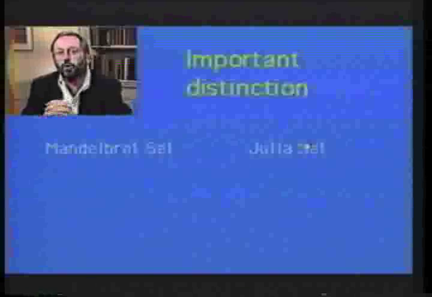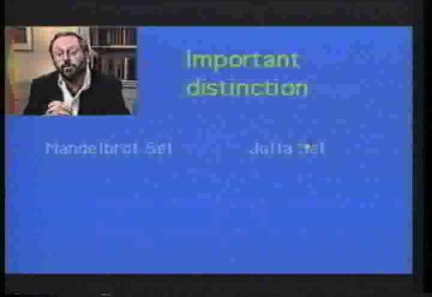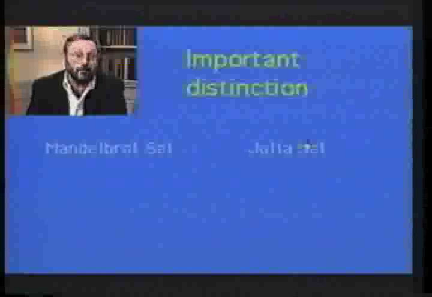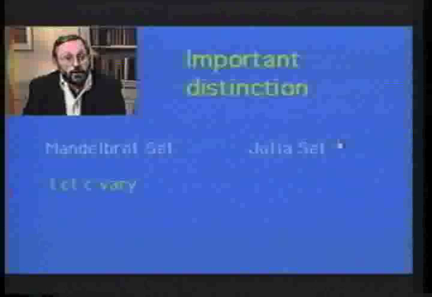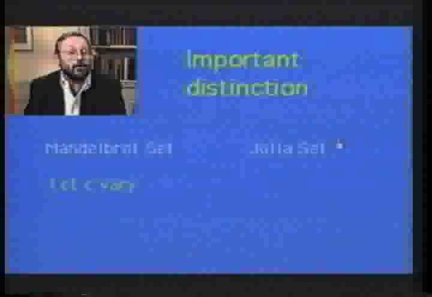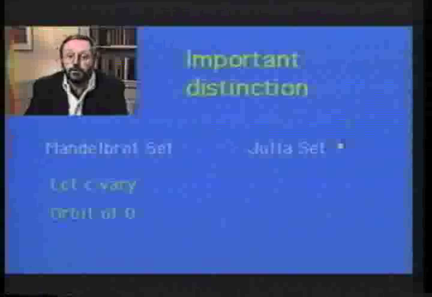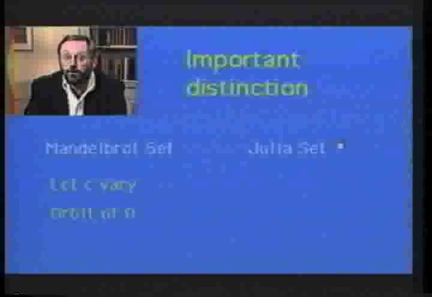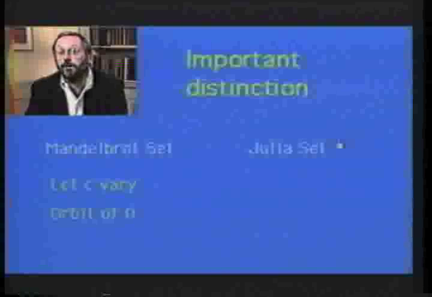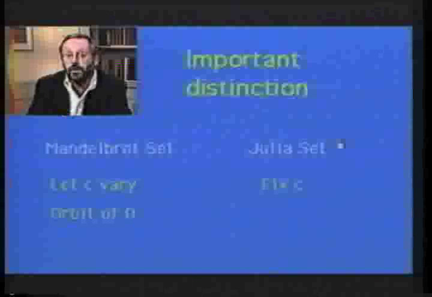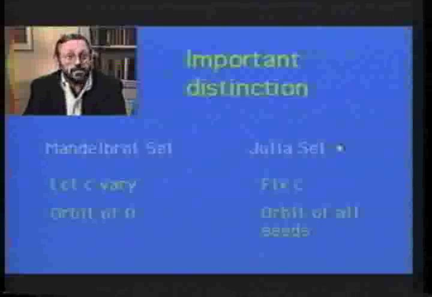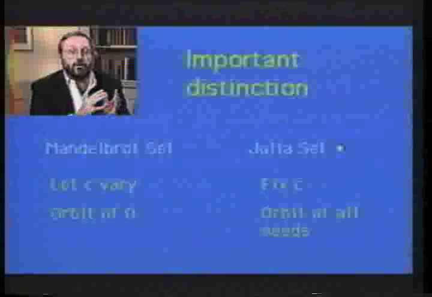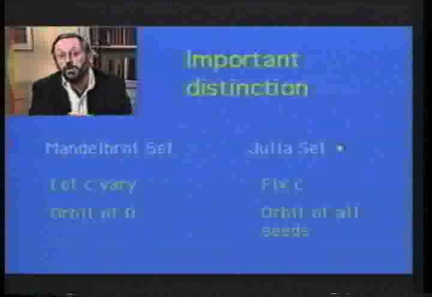Well, it's important to realize the subtle difference between the Mandelbrot set and these filled Julia sets. For the Mandelbrot set, we let c vary. We let the complex constant c vary. In each case, we computed the fate of the orbit of 0. For the filled Julia sets, we do something very different. In this case, we fix the c value and compute the fate of all possible seeds. So for the Mandelbrot set, we look at just the orbit of 0. For the Julia set, we look at the set of all possible orbits.